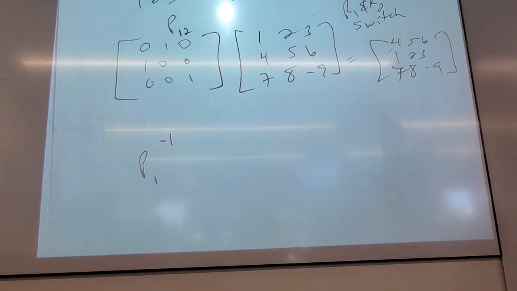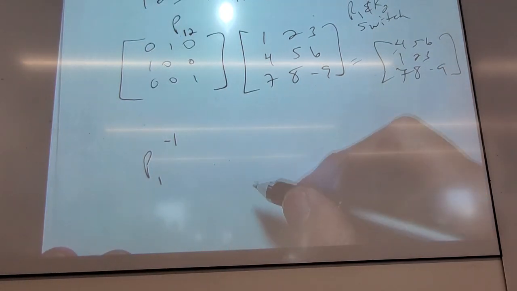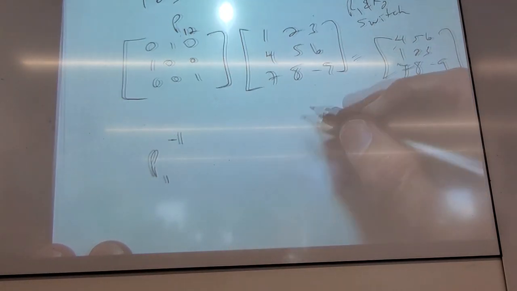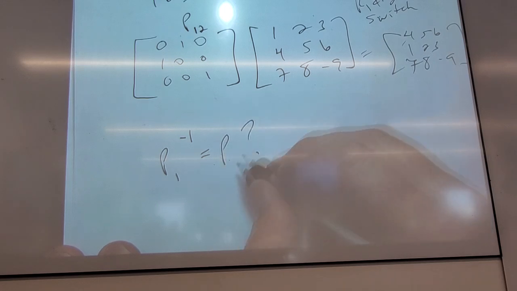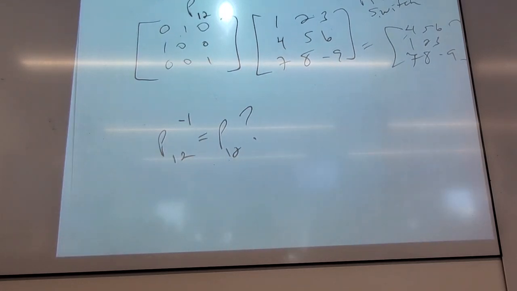Okay, I like it. How would you verify that? Multiply it. Yeah, good. If you multiply it by itself, what should you get? If that's true, what should you get? Identity matrix. I love it.